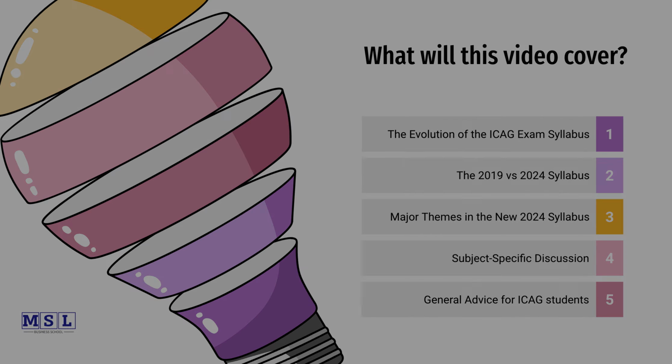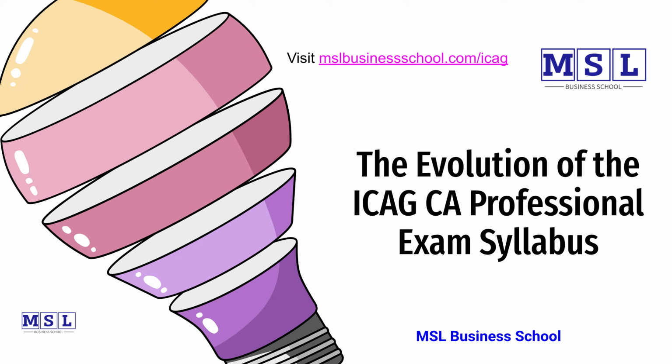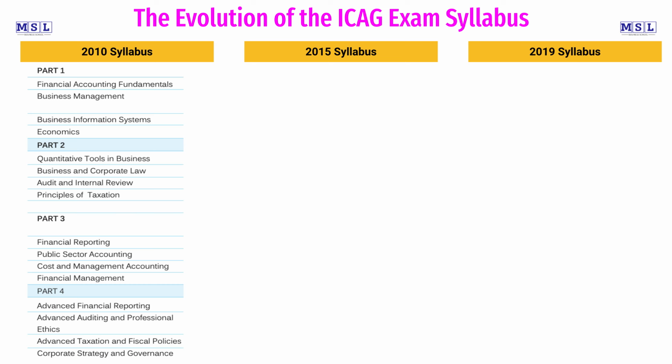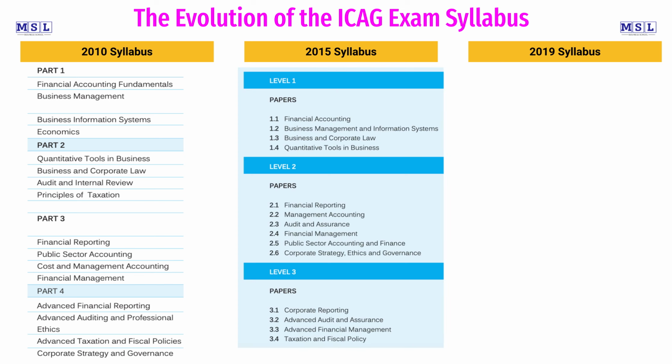So in terms of the evolution of the ICAG exam syllabus, it's changed remarkably over time. We can start with the 2010 syllabus. We had 4 parts, part 1, part 2, part 3, part 4, made up of 16 papers. And then some subjects left. For example, there was a merger of business management and business information system in the old part 1 into one paper called Business Management and Information System in the 2015 syllabus. We saw the economics paper leaving entirely. Then quantitative tools in business moved to level 1.